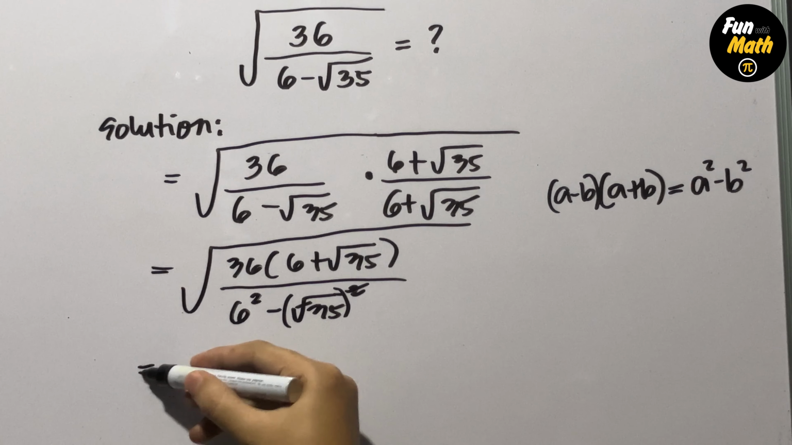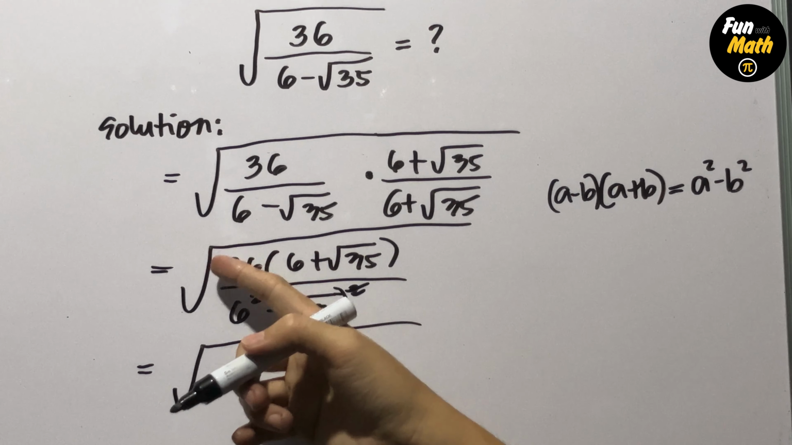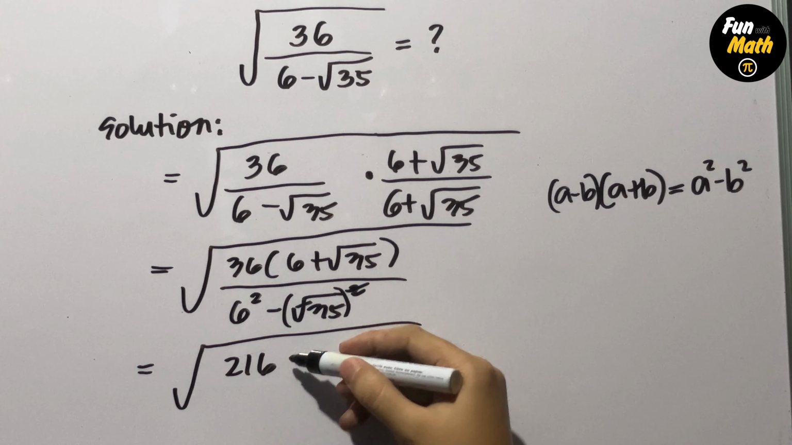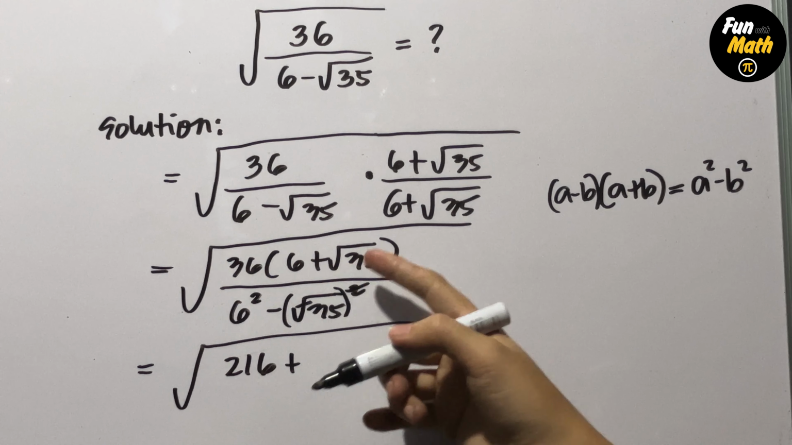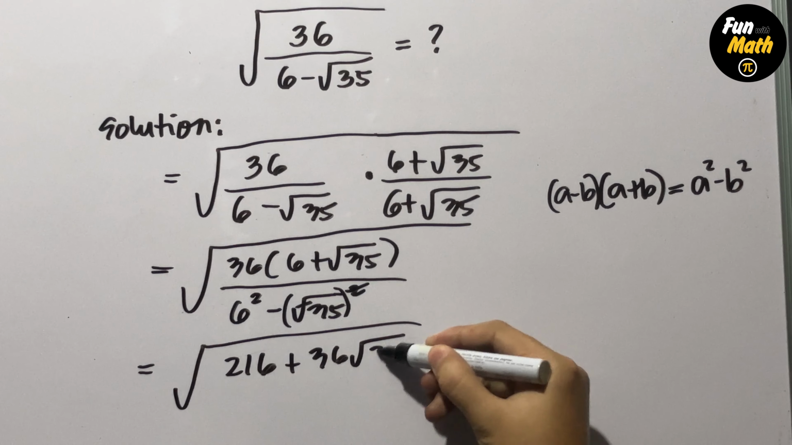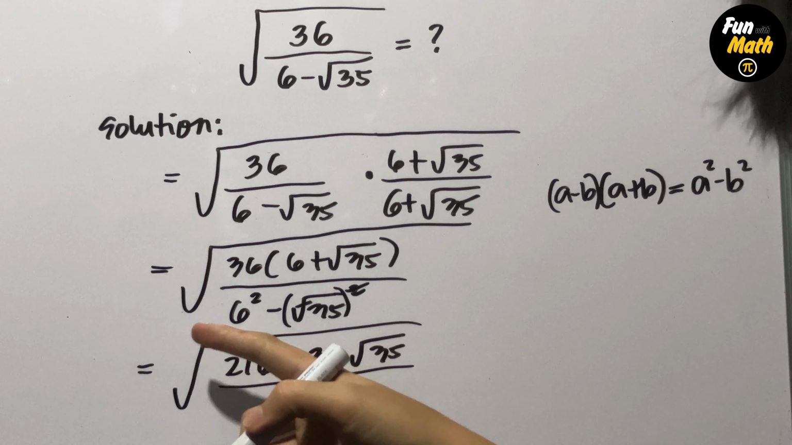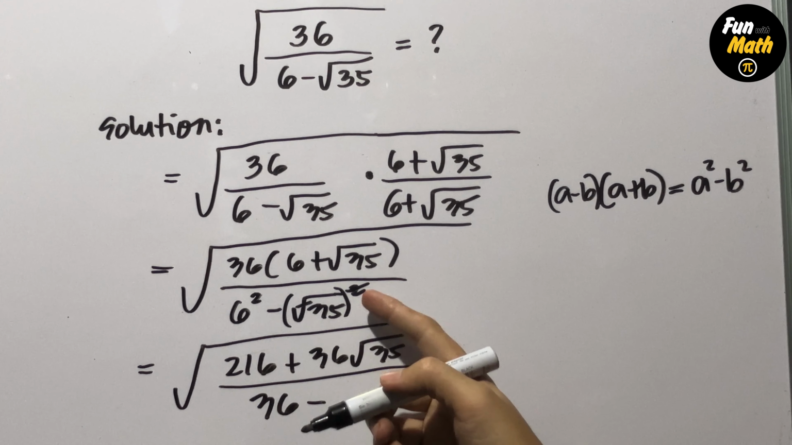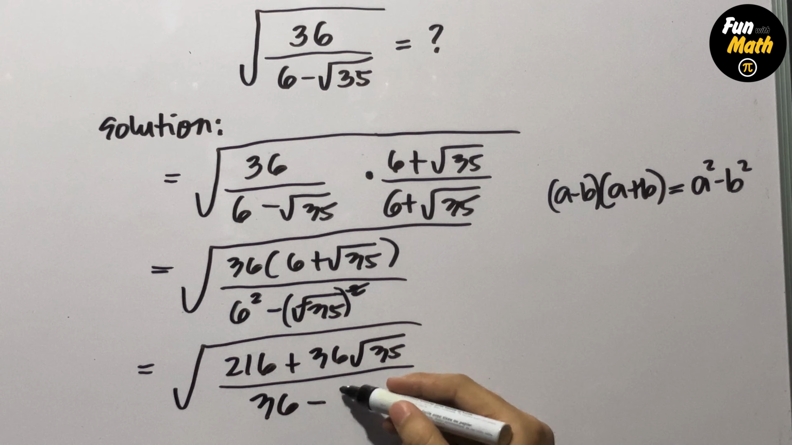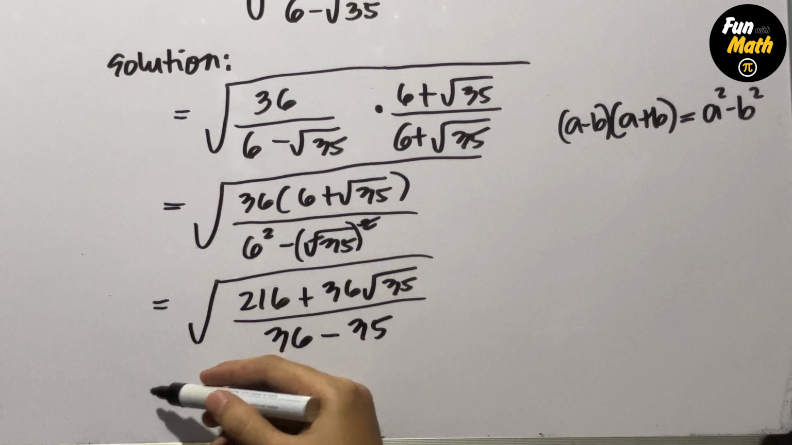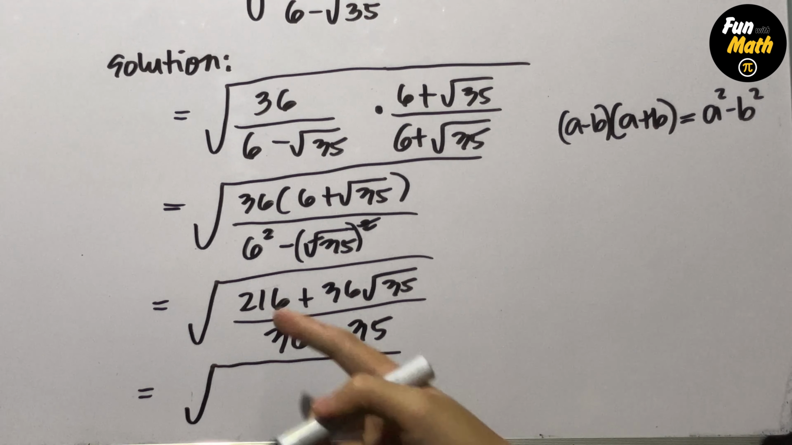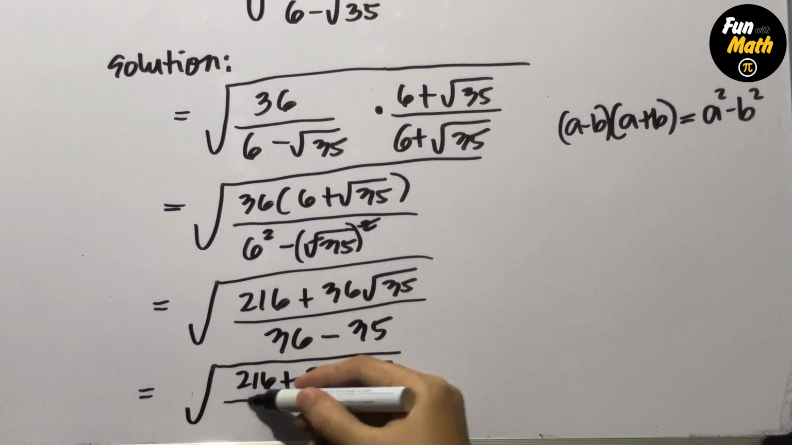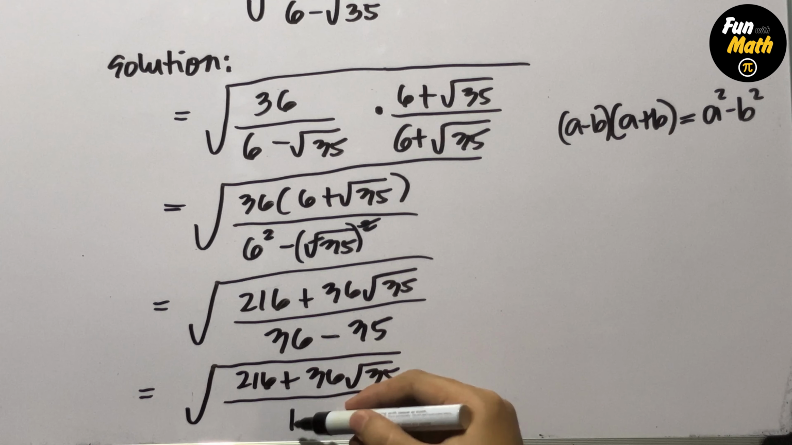So now this equals square root of 36 times 6, that is 216, plus 36 times square root of 35, that is 36 square root of 35, all over 6 squared, that is 36, minus, since we cancel the square and the radical, we're left with 35. So now this equals square root of 216 plus 36 square root of 35 all over 36 minus 35, that is 1.